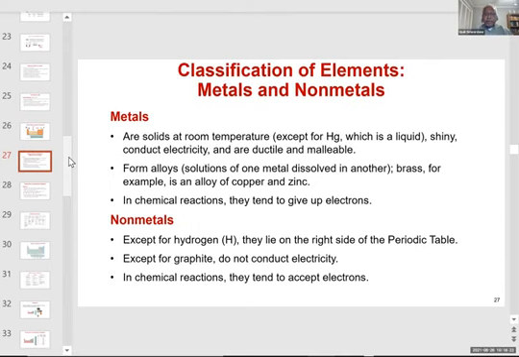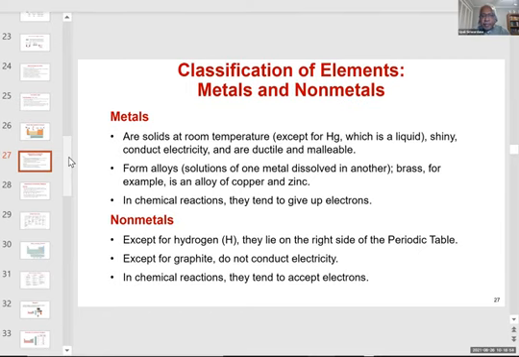Apart from groups, there are blocks of elements called metals and non-metals in the periodic table. Metals are the elements which are solid at room temperature except mercury. They have specific properties. Metals are shiny, conduct electricity, and they're ductile.